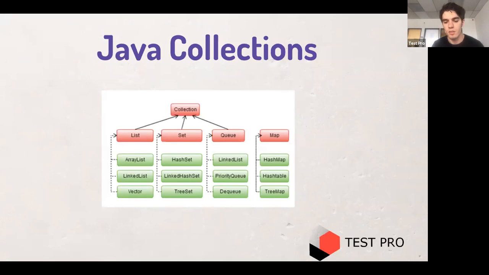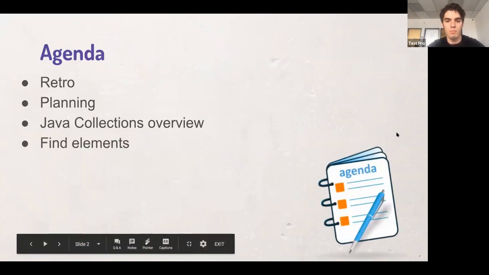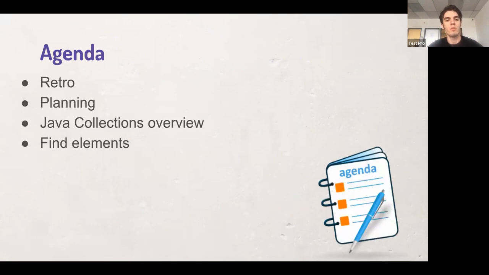All right, so here is our agenda. Again, we will do a quick retro and quick planning. This homework will be relatively easier than the previous ones, so you will have time to finish your previous test cases and page object model, because it's crucial for you to finish it, since we will need to move forward later on. We will overview Java collections, and I will also show you how to use Java collections with the find elements endpoint.